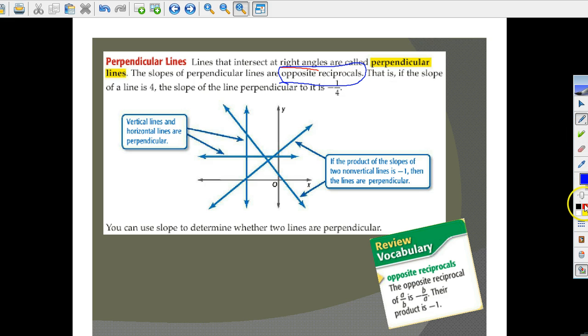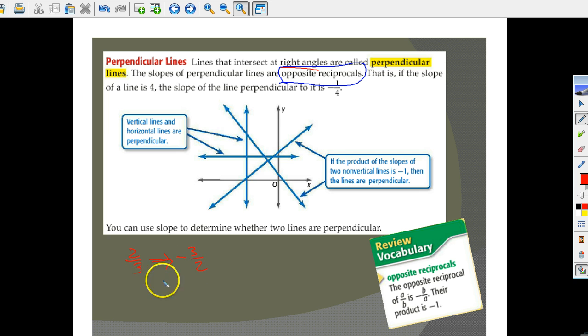Okay, that is, if the slope of a line is 4, the slope of a line perpendicular to it is -1/4. So I like to say change the sign and flip it upside down. So what I mean by that, when you have a slope of, let's say, 2/3, the perpendicular slope will be: change the sign, that's a positive, so change it to negative, and flip it upside down, 3/2. Okay?